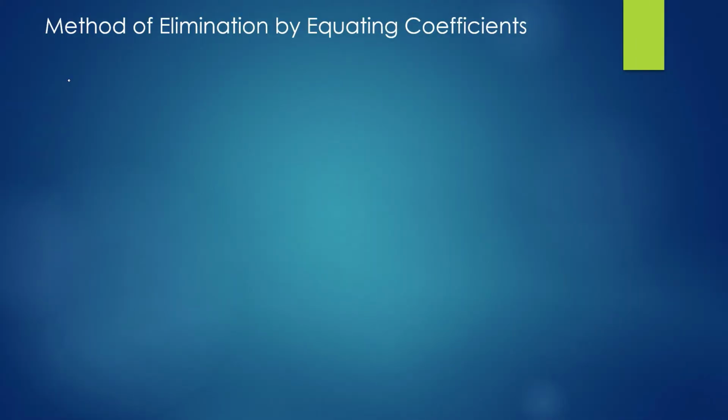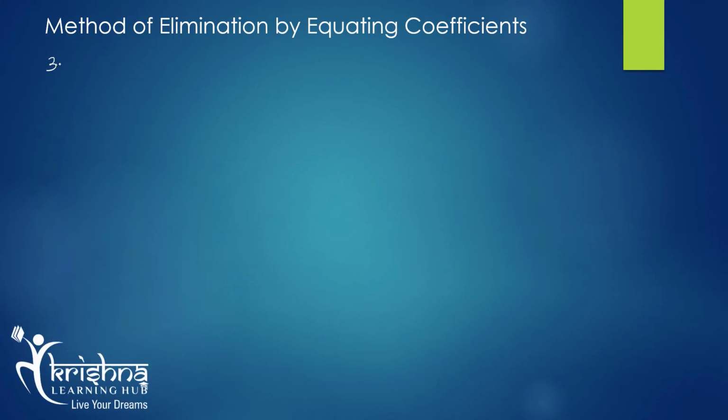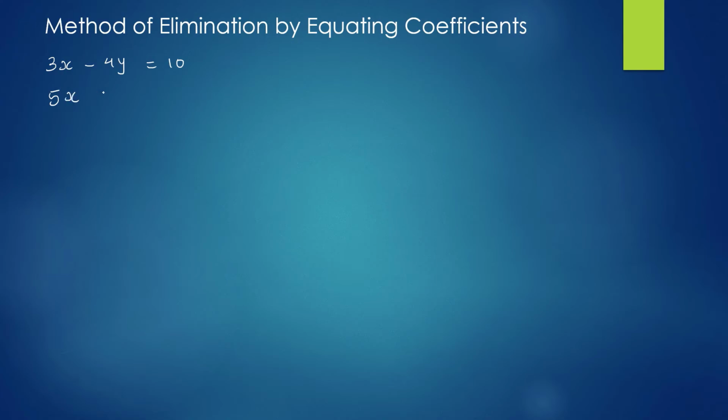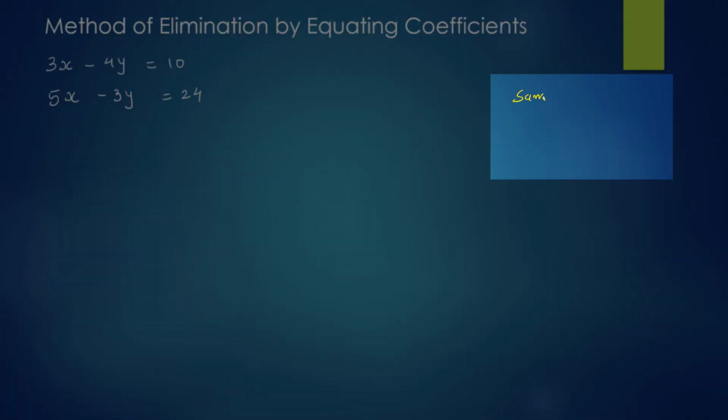We already solved two types of sum. Now here is the last type, that is 3x minus 4y is equal to 10, 5x minus 3y is equal to 24. Now again we will see the rule. What was the rule? Same sign we have to subtract, different sign we have to add.